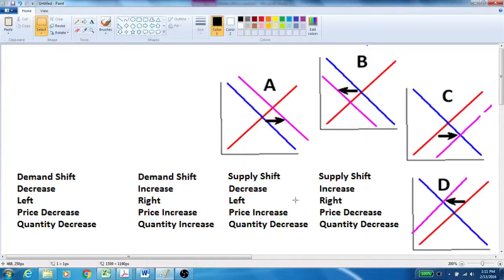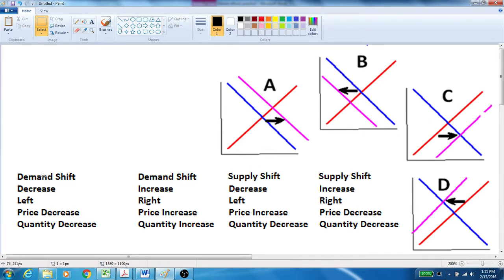Hello, my students. I thought I'd help you to have a reference for each of these four typical market graphs. In the situations that we see, typically, we only have one shift, either a shift in demand or a shift in supply. I'll talk in another video about how you think about whether it's a demand or supply issue.